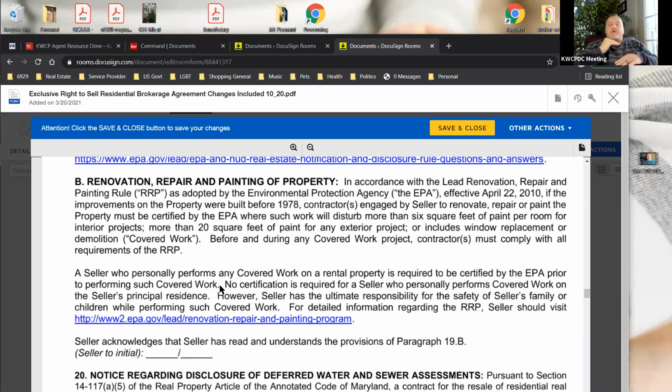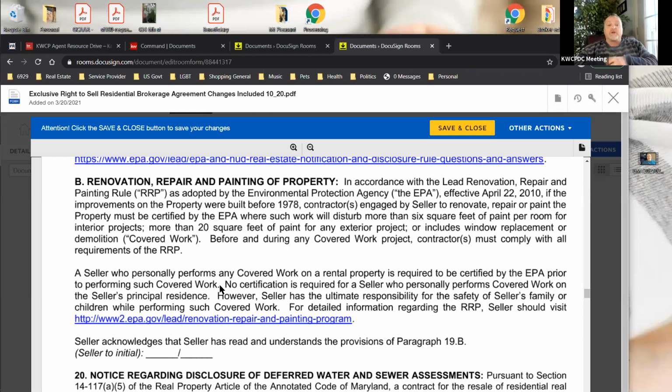It's important that we point this next paragraph out to our sellers, because if your property was built before 1978 and you're going to need to do any kind of work or repairs to the property, we need to make sure that we articulate to your sellers that it is their obligation to comply with paragraph B. And if you imagine that in paragraph B, the lead renovation, repair, and painting rule as adopted by the EPA effective April 22nd, 2010.